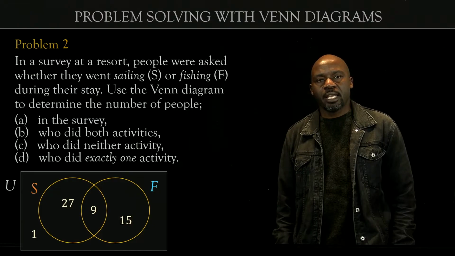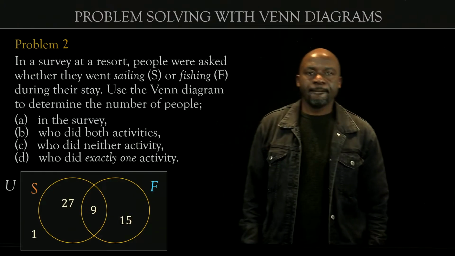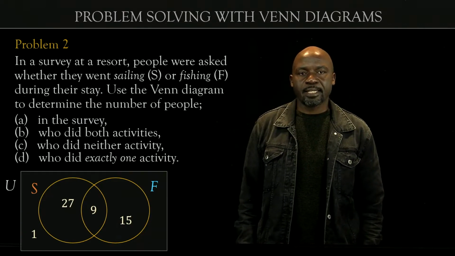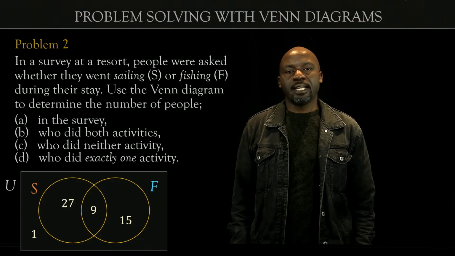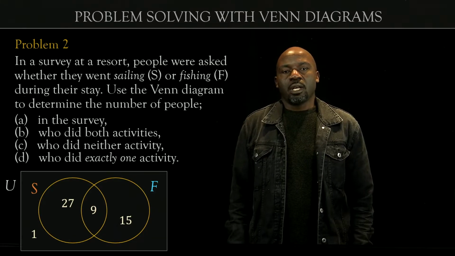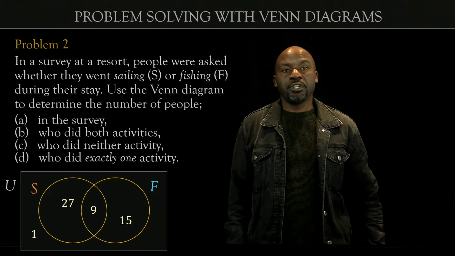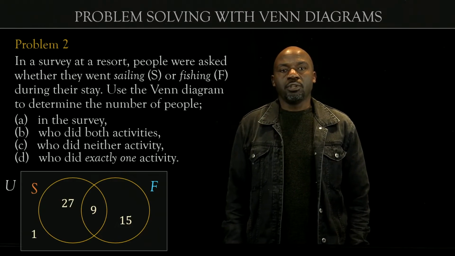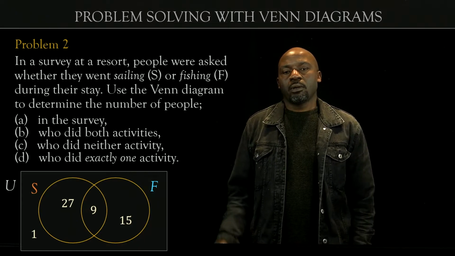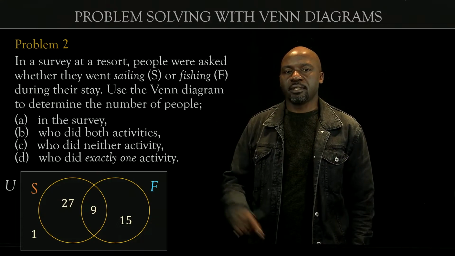In a survey at a resort, people were asked whether they went sailing, or they went fishing. Again, we are using letter S and letter F to represent sailing and fishing. Okay, so during their stay, they could either go sailing, or they could go fishing, or they could do both. Use the Venn diagram to determine the number of people. Okay, so the Venn diagram is given here. Use that to determine the number of people in the survey.